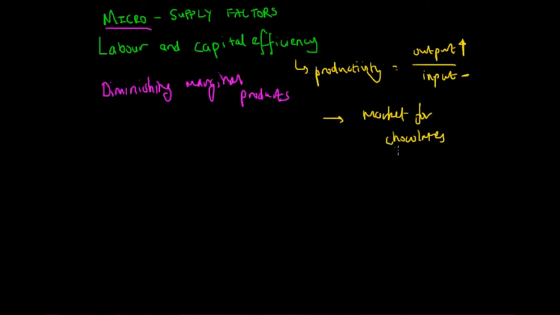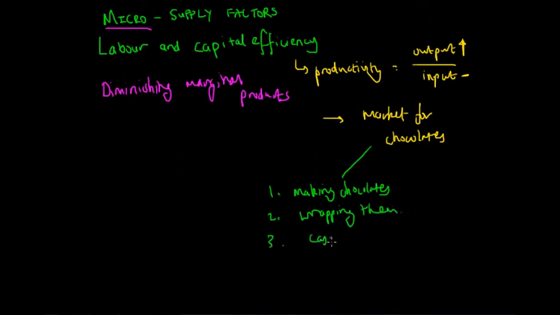Now we know that obviously the market for chocolates, or the production process for chocolates, is often very complicated. So you have lots of activities behind the scenes. But let's assume that we just oversimplify this into a few different stages. So we have making the chocolates as our first stage. Then we have wrapping them, and then lastly we have casing, and then distributing. So we have three main steps on how the market of chocolate is produced.